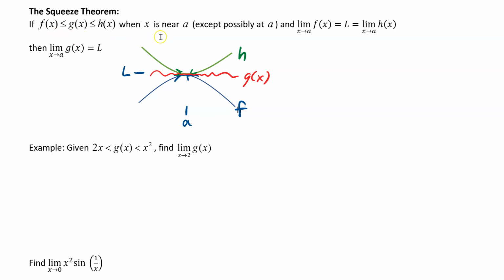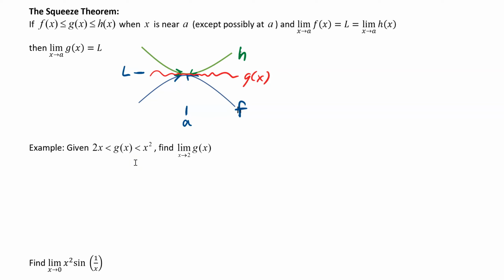If this is true where x is near a, so just that tiny little picture, and the limit of h and the limit of f approach the same value, which is L, then the limit as x approaches a of g of x is equal to L. So this is how we use it. We start with an inequality that we know is true: 2x is less than g of x, which is less than x squared. We're going to find the limit as x approaches 2 of g of x. If we can show that the left, our f, and the right, our h, both approach the same number, that means g has to work the same way.